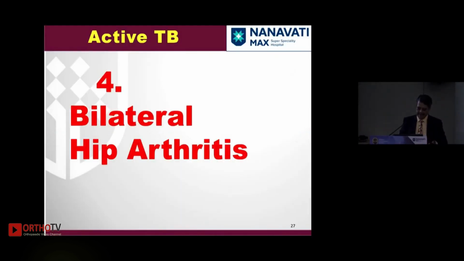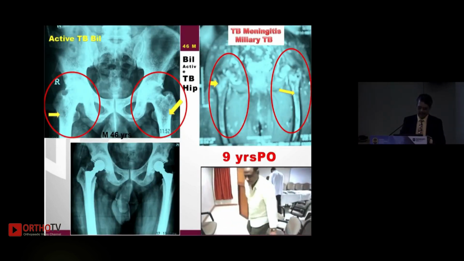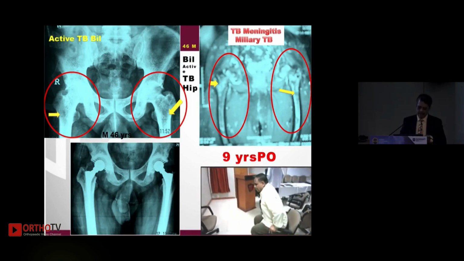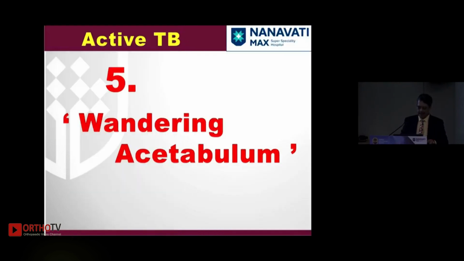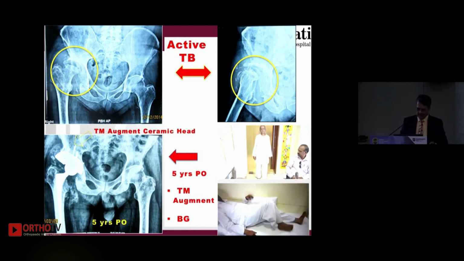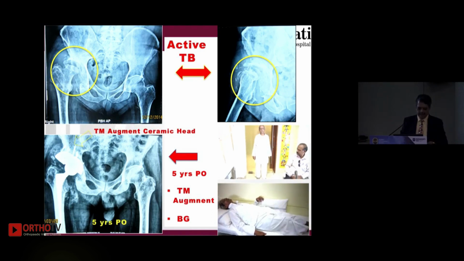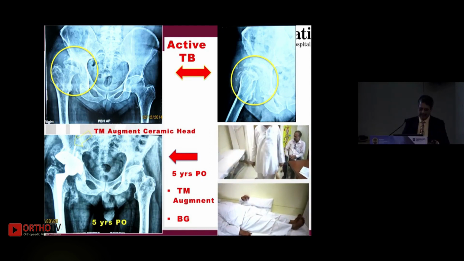Bilateral hip arthritis is very rare in TB, but this was a case of proven bilateral involvement. Wandering acetabulum. So classical, as we describe in the books, complete destruction of the superior part, you can see here. It was active and responded very well to anti-TB medication. So we accepted the case. And you can see the mobility. He's got full mobility, enjoying his lifestyle.